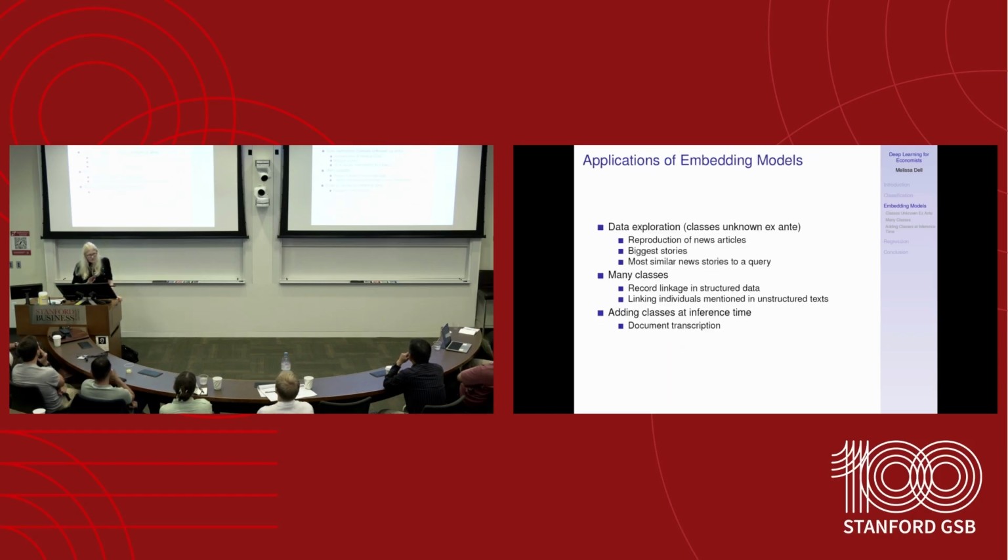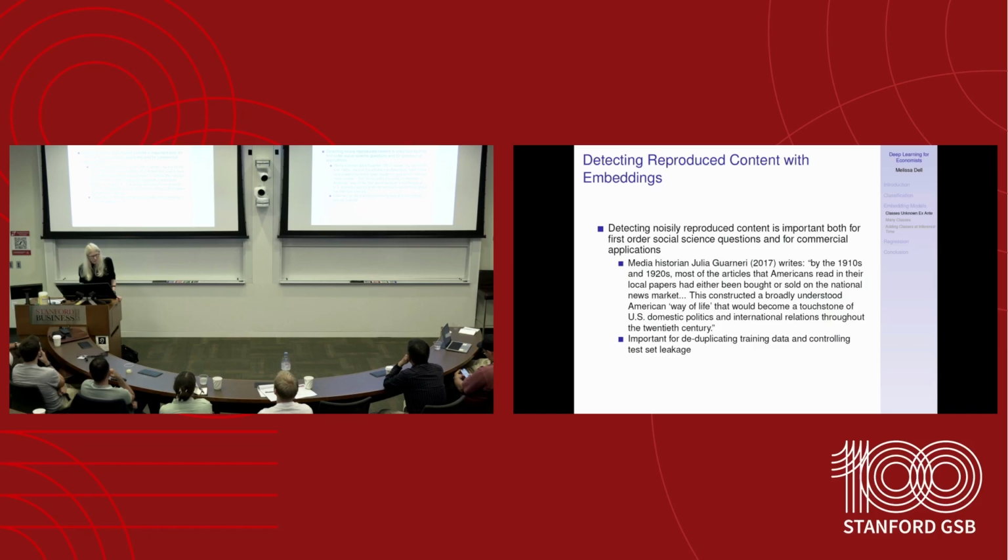And so if this is kind of abstract, what I want to do now is to give you a bunch of different examples of how we've used embedding models, contrastively trained embedding models, to measure things and perform tasks that are of relevance to economists. Okay, so the first thing I want to talk about is detecting reproduced content.